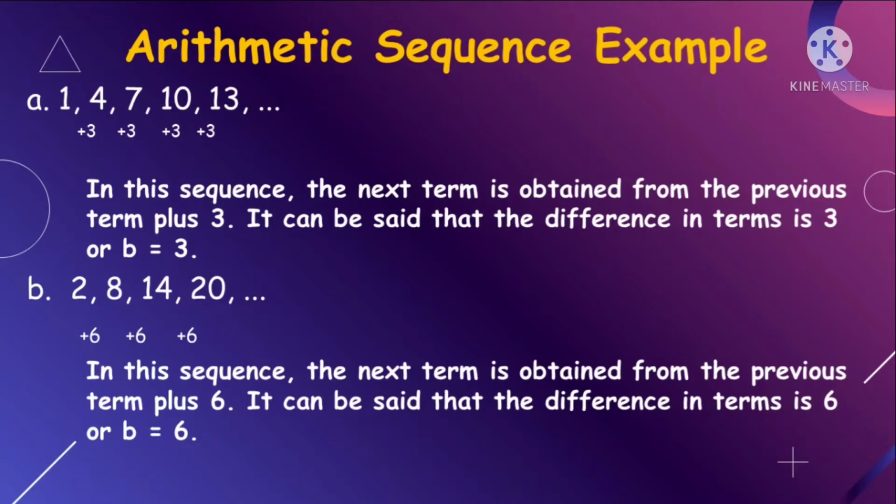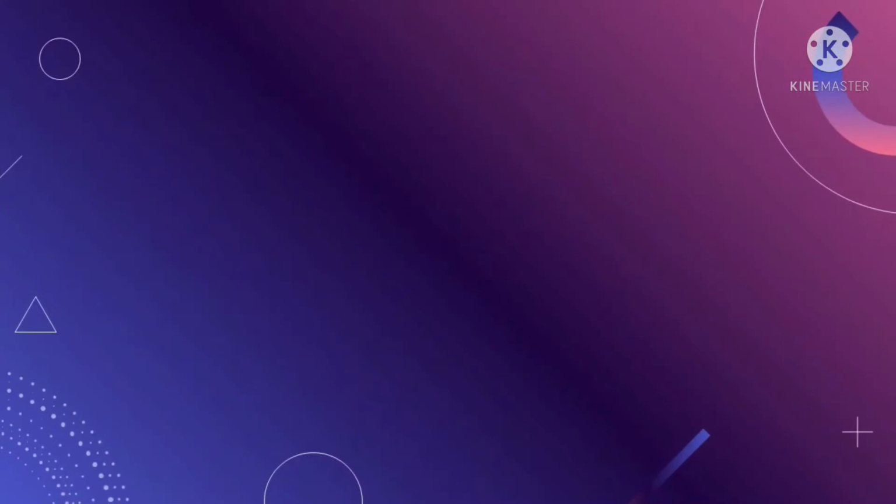In this sequence, the next term is obtained from the previous term plus 3. It can be said that the difference between terms is 3, or b equals 3. B. The numbers 2, 8, 14, 20. In this sequence, the next term is obtained from the previous term plus 6. It can be said that the difference is 6, or b equals 6.